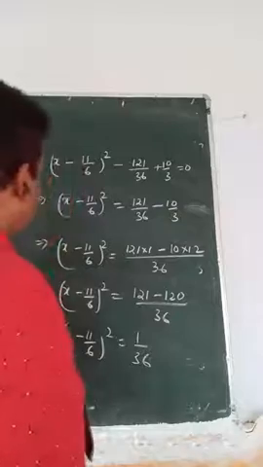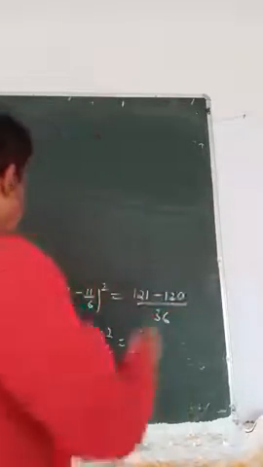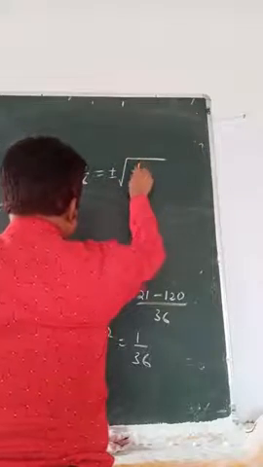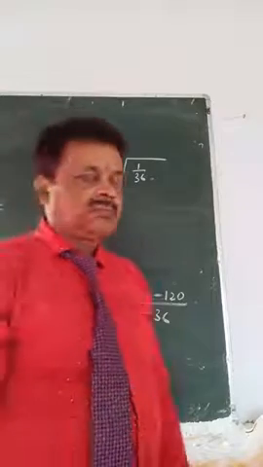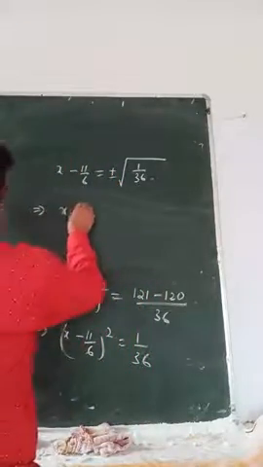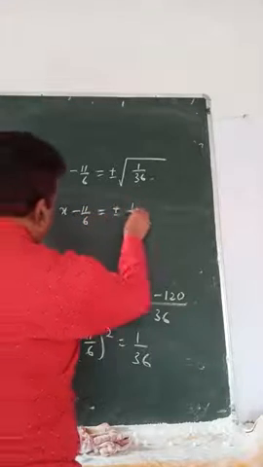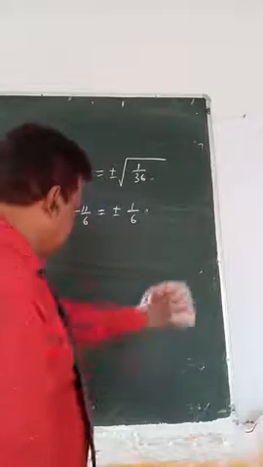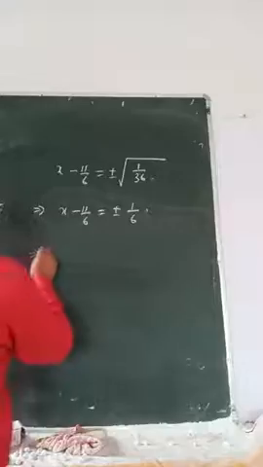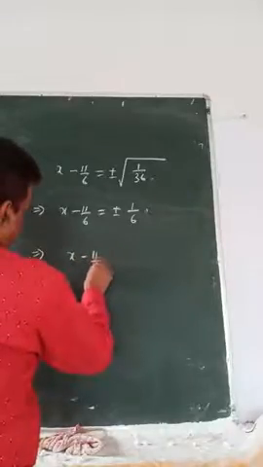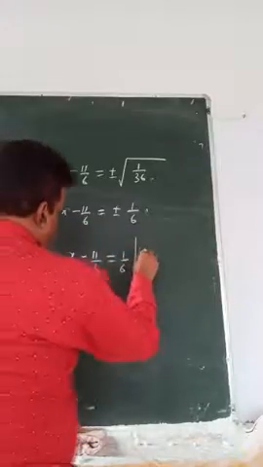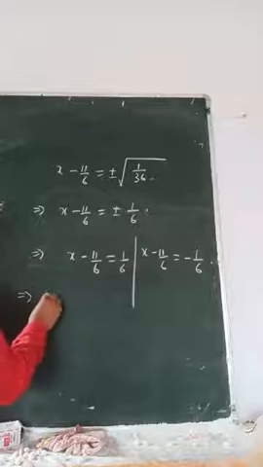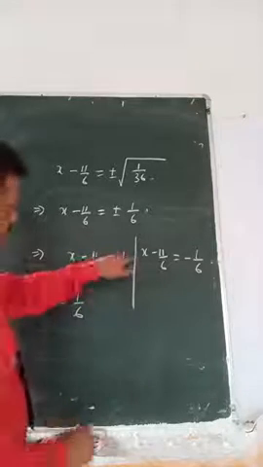Square root. The square root means x minus 11 by 6 equals to plus minus root of 1 by 36. x minus 11 by 6 equals to plus minus 1 by 6. x minus 11 by 6 equals to 1 by 6. x minus 11 by 6 equals to minus 1 by 6. x equals to 1 by 6. This will go that side. Plus 11 by 6.